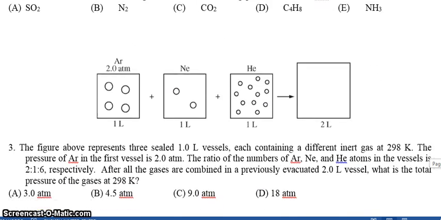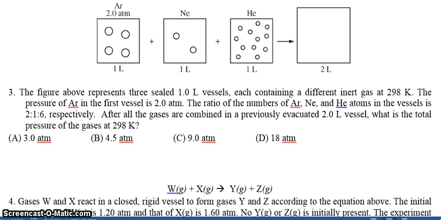And the next one gives us a little figure and some captions to go along with it. The figure above represents 3 sealed 1-liter vessels. Here they are, each containing a different inert gas. Inert because we have argon, neon, and helium, the noble gases, all at 298 Kelvin, which means the temperature is the same in all 3.